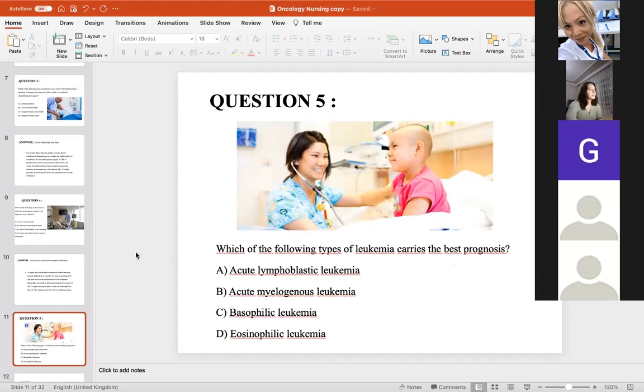Question 5. Which of the following types of leukemia carries the best prognosis? A. Acute lymphoblastic leukemia. B. Acute myelogenous leukemia. C. Basophilic leukemia. D. Eosinophilic leukemia. Answer is acute lymphoblastic leukemia.